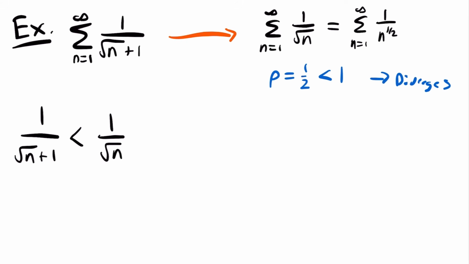And that's not what we wanted, right? In order to say that our original series also diverges, the series we are comparing it to needed to be smaller, but this one is larger. And so we can't make that conclusion that this series also diverges via the direct comparison test. At least not if we compare it to this series.